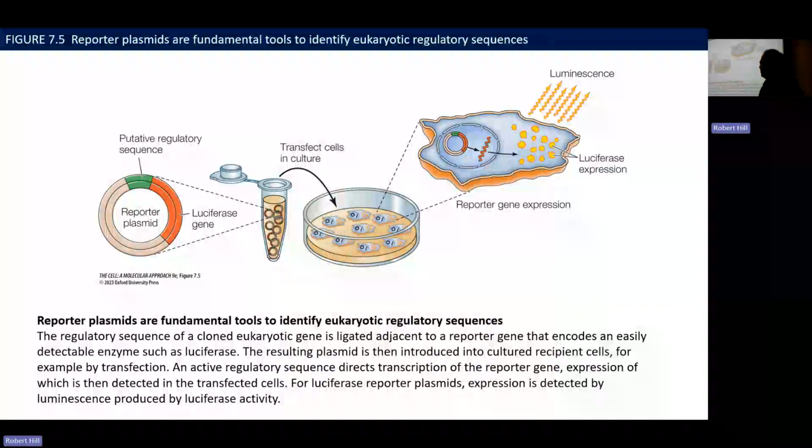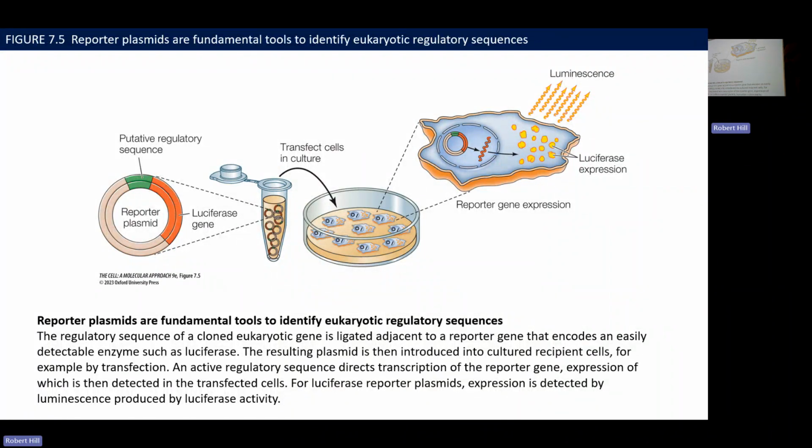All right, so here's our reporter plasmid over here, and we've put into it some putative regulatory sequence. So it's some sequence that we think maybe transcription factors bind to and enhance transcription. And the gene that the transcription factors are going to turn on is the gene for luciferase. So when that gene gets transcribed, that cell is going to light up green, bright green.